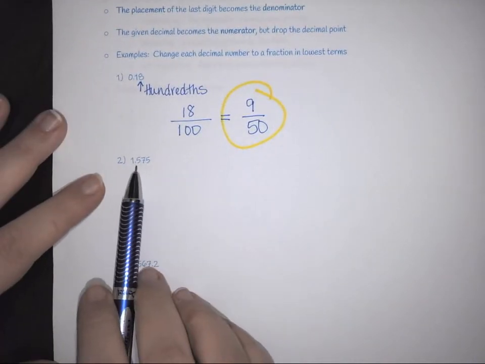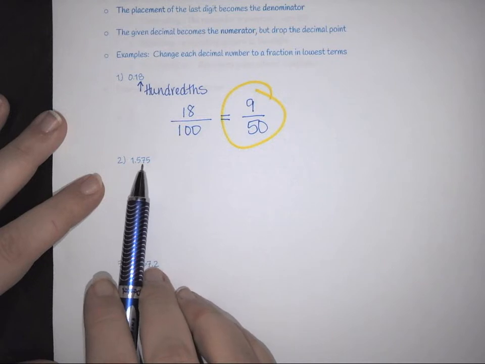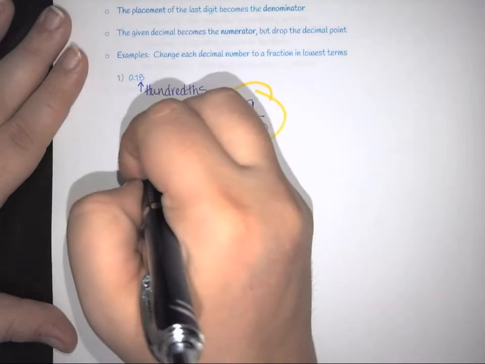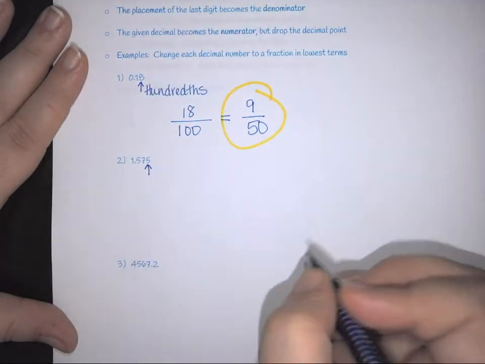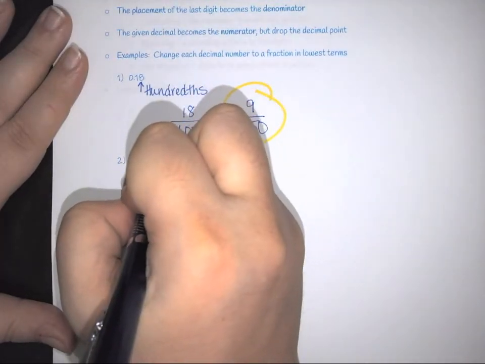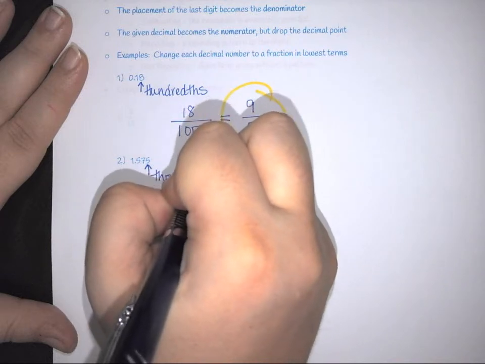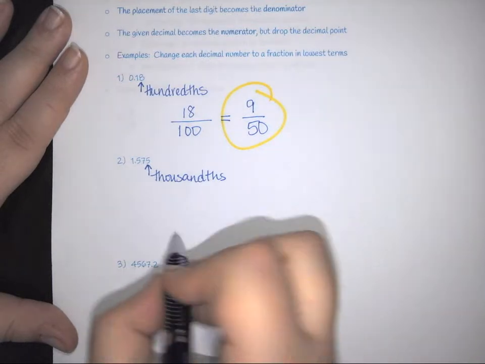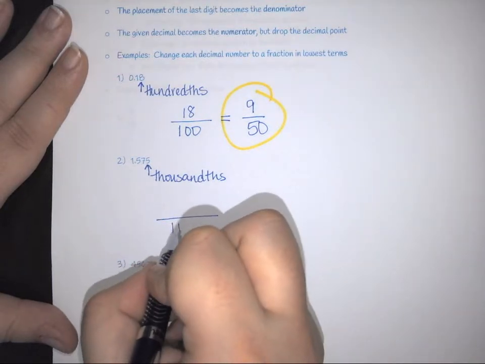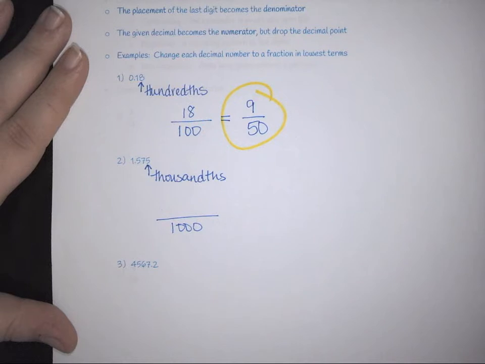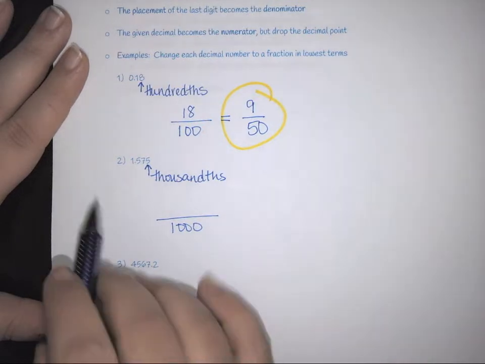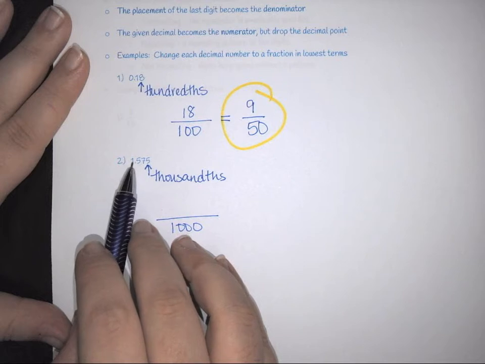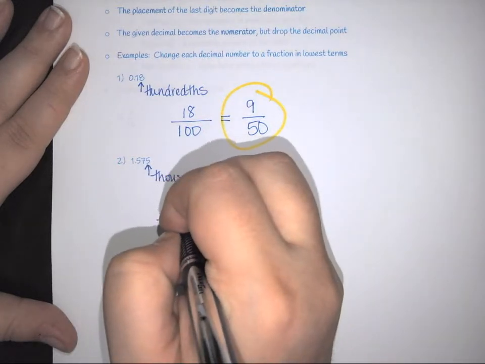I have 1.575. So the first thing that I need to look at is this very last digit. And this last digit is in the thousandths spot, which says the denominator is going to be 1,000. Now the decimal itself is what has to be the numerator. So it's going to be 1575, and that's what goes in as your numerator.